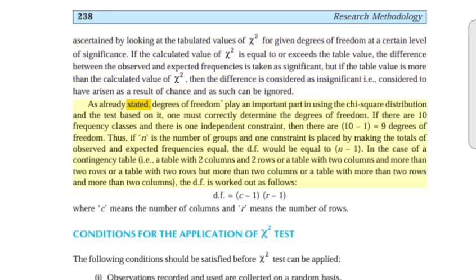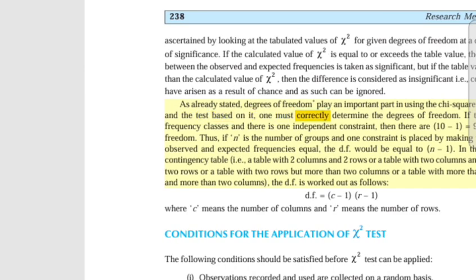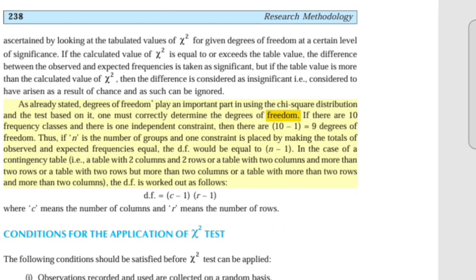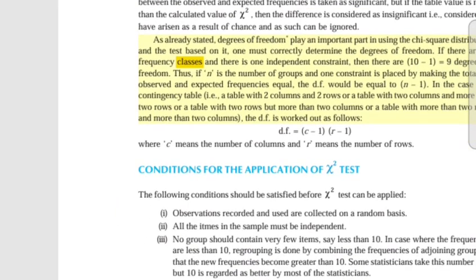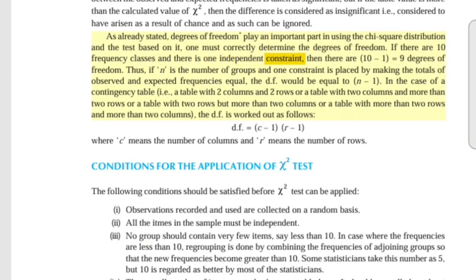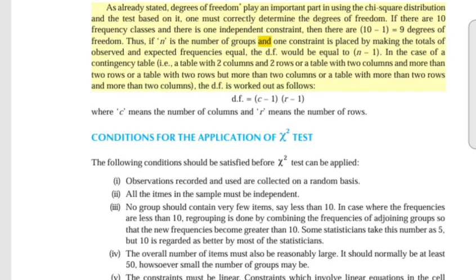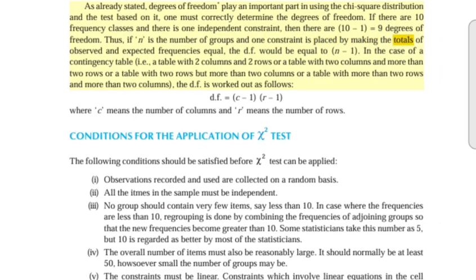As already stated, degrees of freedom play an important part in using the chi-square distribution and the test based on it. One must correctly determine the degrees of freedom. If there are 10 frequency classes and there is one independent constraint, then there are 10 - 1 = 9 degrees of freedom. Thus, if n is the number of groups and one constraint is placed by making the totals of observed and expected frequencies equal, the d.f. would be equal to n - 1.